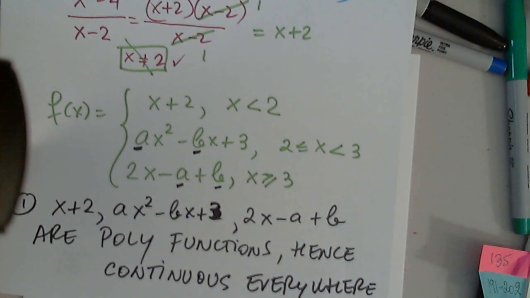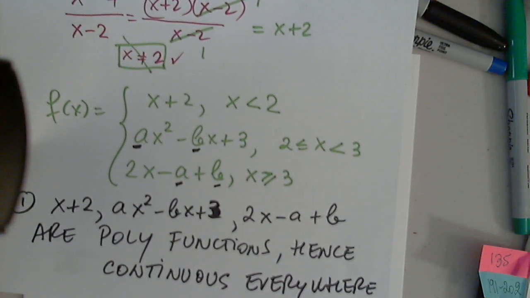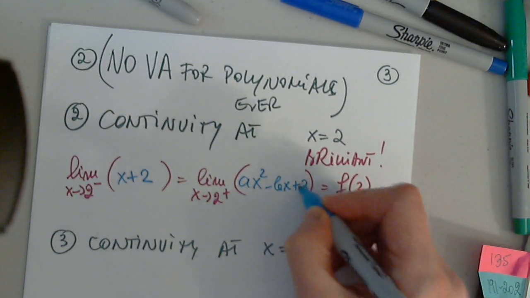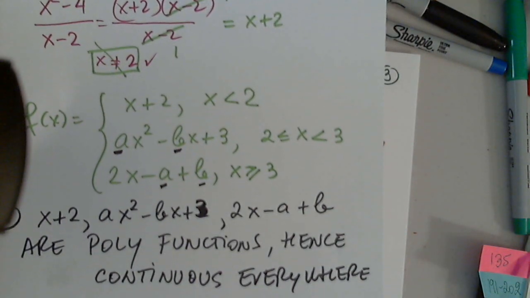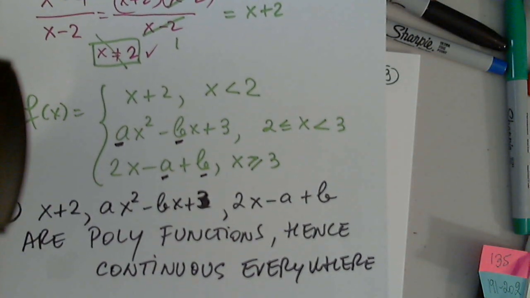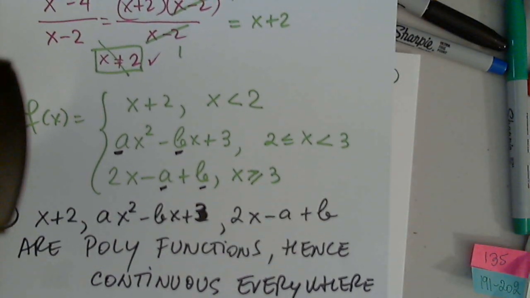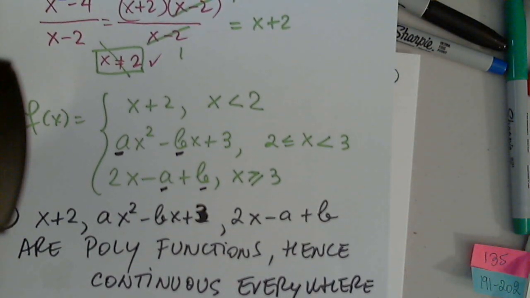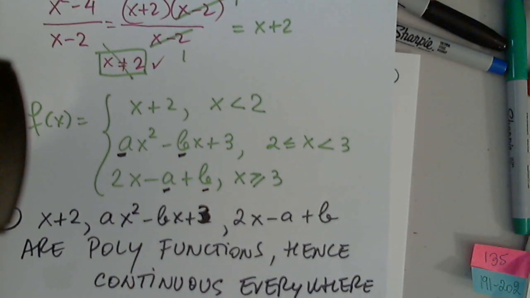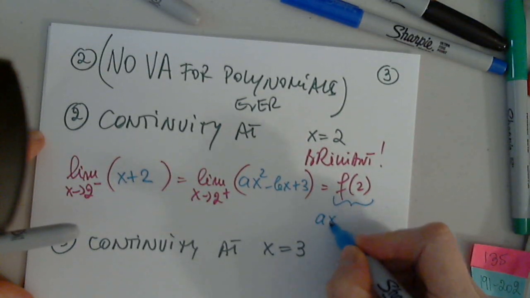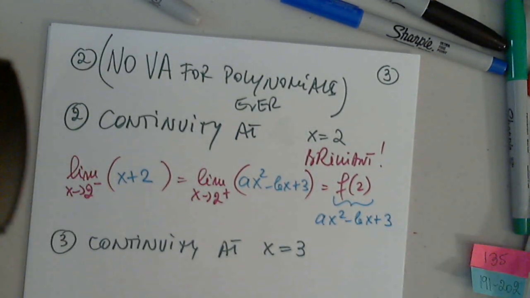Gabriel, from the right of 2? On the right is ax squared minus bx plus 3. Excellent. Very good. And which function will I use to plug in 2? Mickey. Which function do I use to plug in 2? You use the ax squared minus bx plus 3. Brilliant. Thank you. So this is ax squared minus bx plus 3. Well done. Okay, now who can give us the limit here?